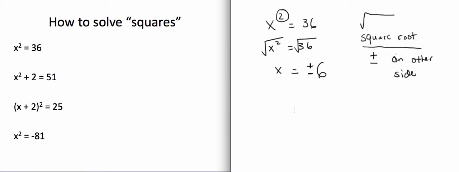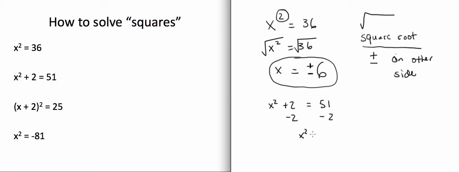Alright, so we have the answer of x equals plus or minus 6. So we have two answers that are available. If we take a look at the next example, we have x squared plus 2, and that's equal to 51. So we treat this like a two-step equation. Again, we do the square rooting last. So we're going to minus 2. We minus 2. We get x squared equals 49.